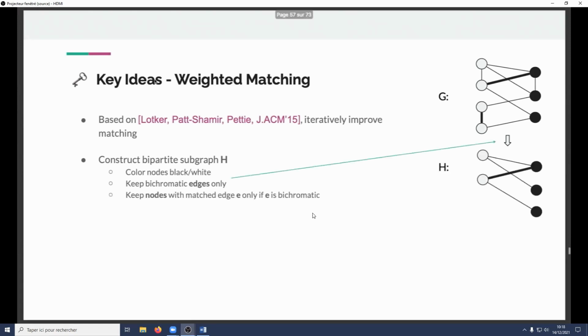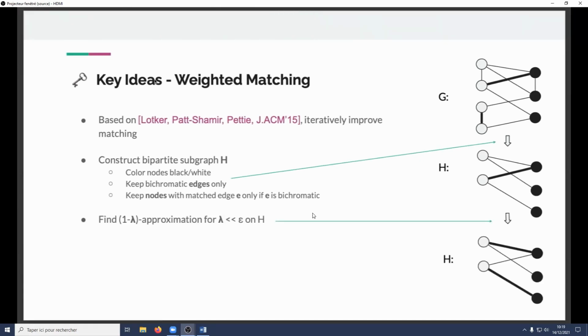So for the nodes, we do not keep nodes if they have a matched edge between them and if both nodes have the same color. So for example, here we have two white nodes and a matched edge between. So we just throw away those nodes for our bipartite subgraph. And you can see in this example that H actually is bipartite and a subgraph. All right, now on H, we apply the matching algorithm we use from our toolkit.